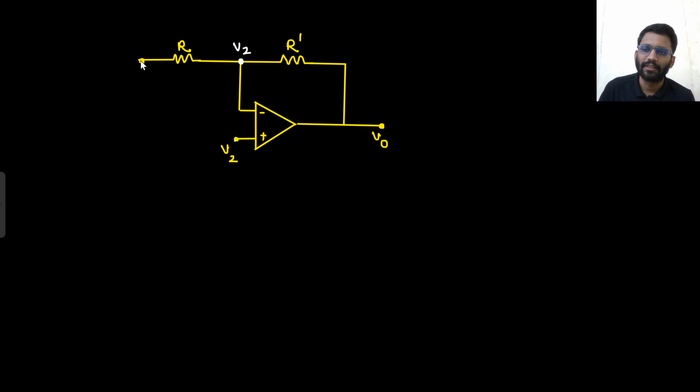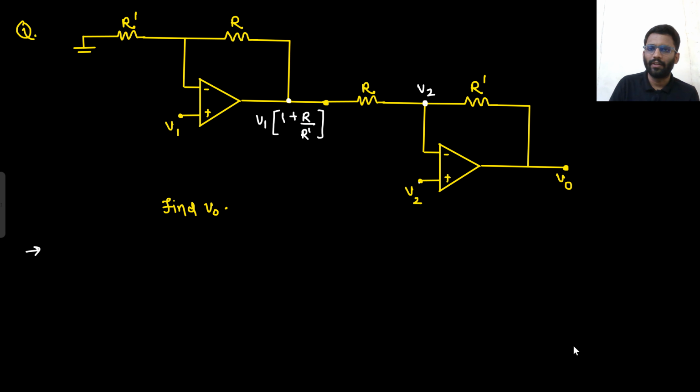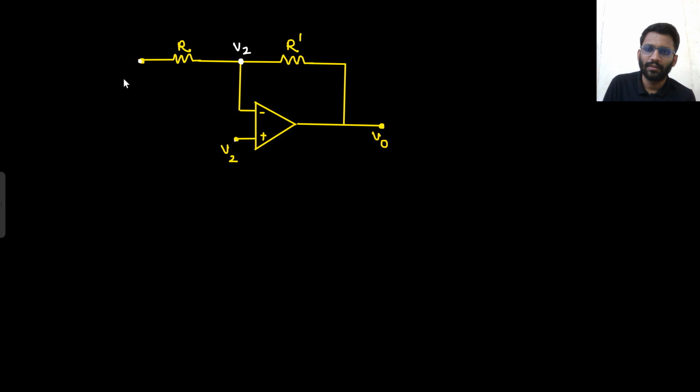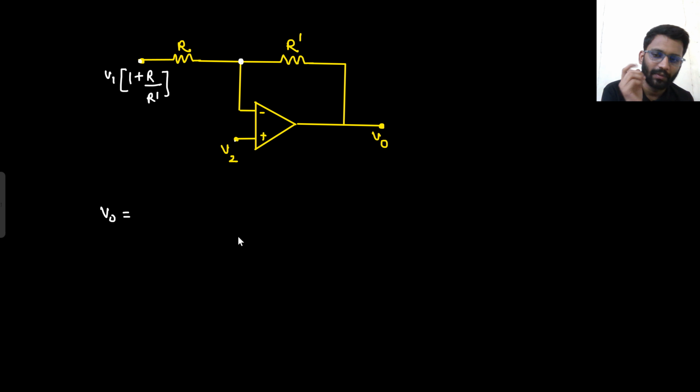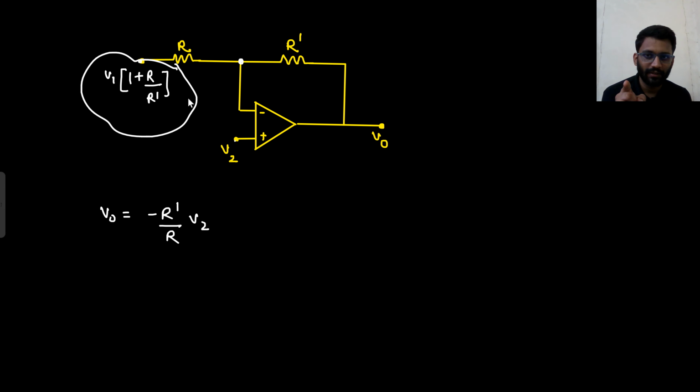So this potential I was getting was V1 into 1 plus R by R dash, right? And forget about this node. So considering only V2, I am going to write my output directly now. Considering only V2, this will be shorted, so what will be the output? Minus R dash by R into V2. Say yes or no. This I am shorting. If this is shorted, then what will be the output? Minus R dash by R into V2.